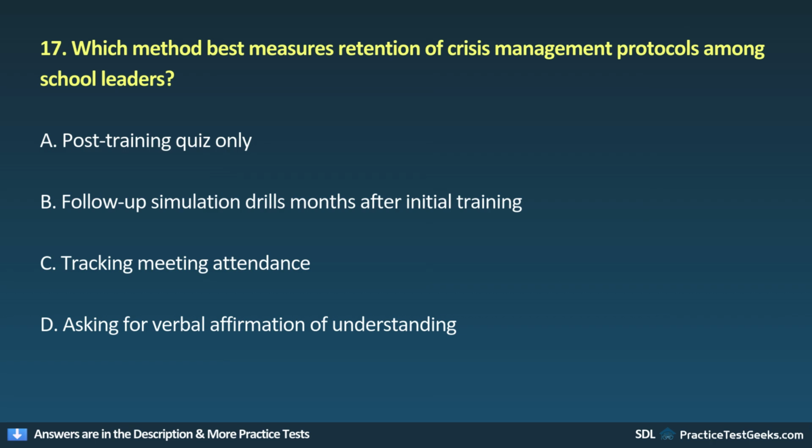17. Which method best measures retention of crisis management protocols among school leaders? A. Post-training quiz only. B. Follow-up simulation drills months after initial training. C. Tracking meeting attendance. D. Asking for verbal affirmation of understanding.